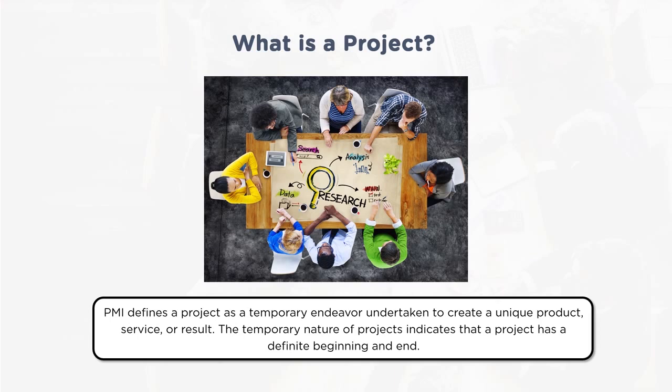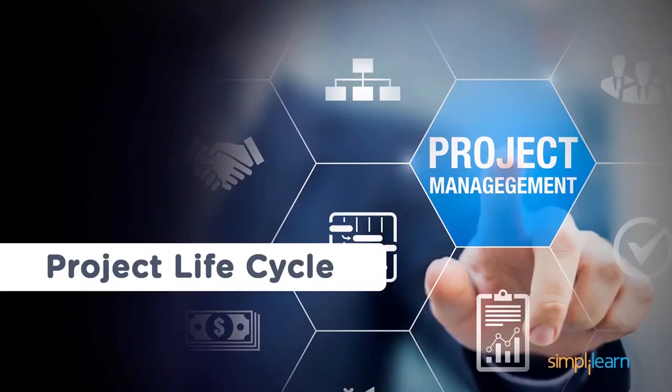So when we say there is a definite beginning and end, every project starts at a certain point in time and ends at a certain point in time. So it has a definite beginning and end. That is the reason it is temporary in nature. It is not an ongoing business activity, right? So every project will have a life cycle, a beginning and end, from when it starts until the result, service, or product which comes as an output of a project life cycle is delivered.